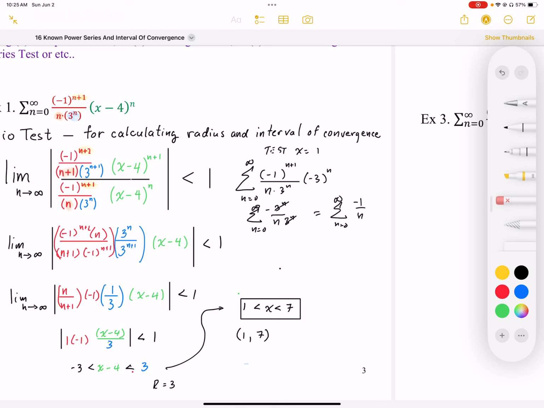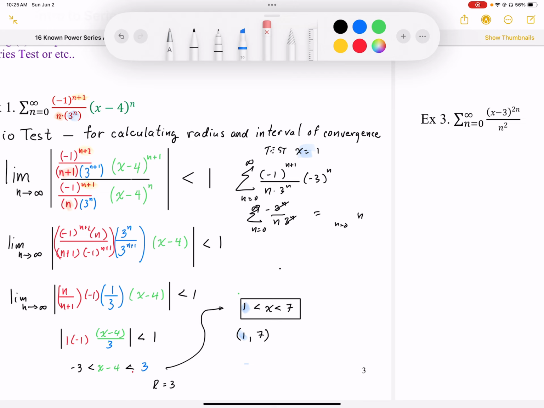So we're going to say that this endpoint, when n equals 1, I'm just going to color code this here. So when x equals 1, for all this, this is divergent.